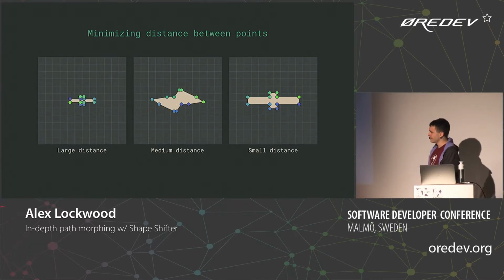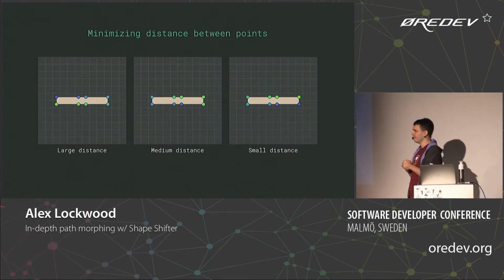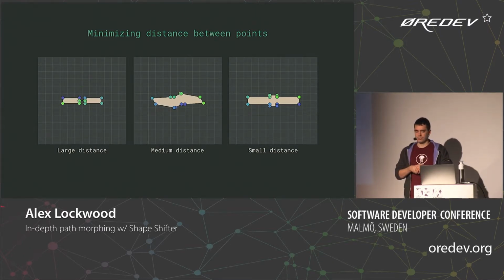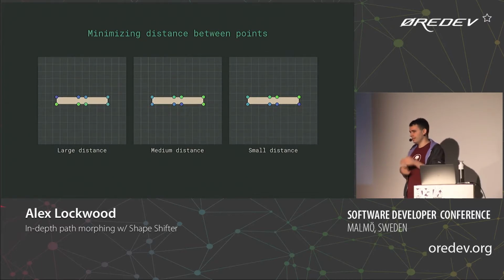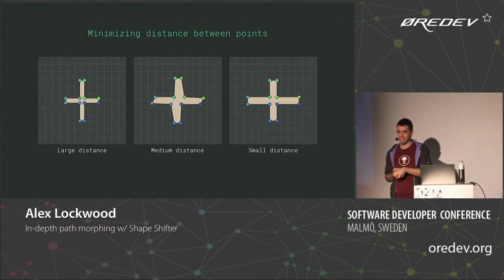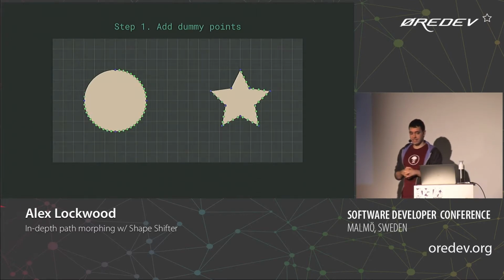And I guess this makes sense intuitively that this would result in the best animation, because the shorter distance traveled means the less likely it is that points will invert on themselves, creating these really weird in-between states. So I took a crack at this.